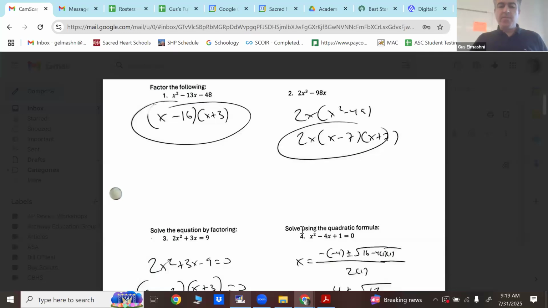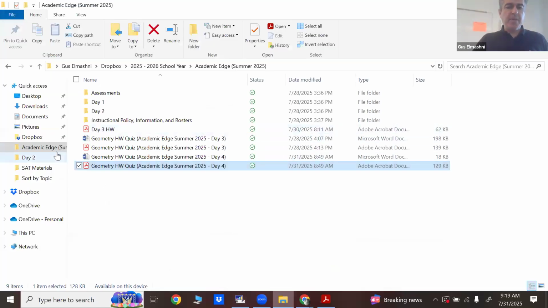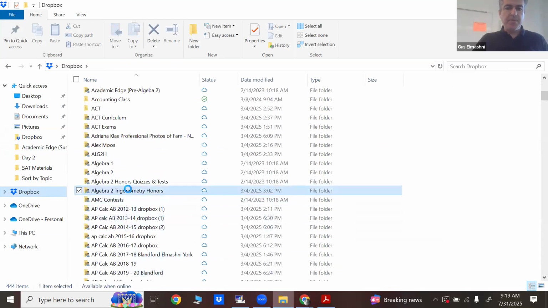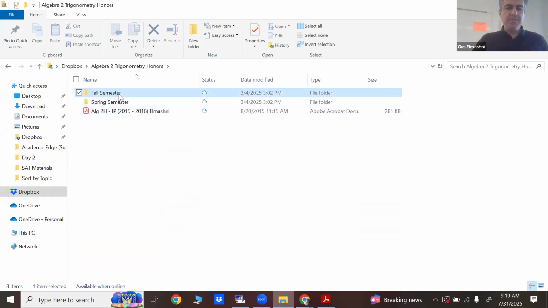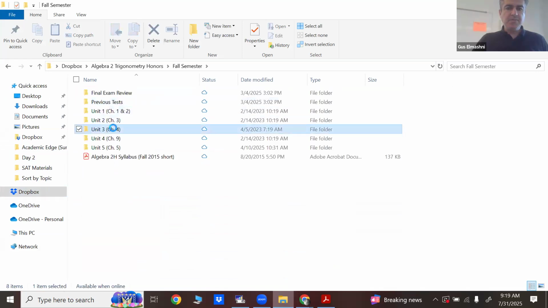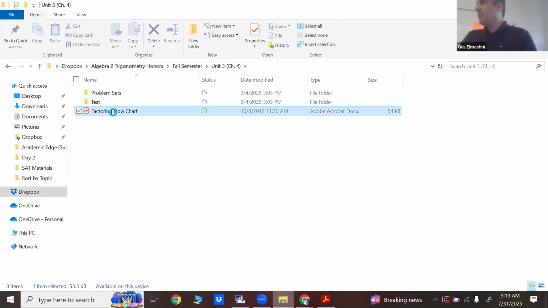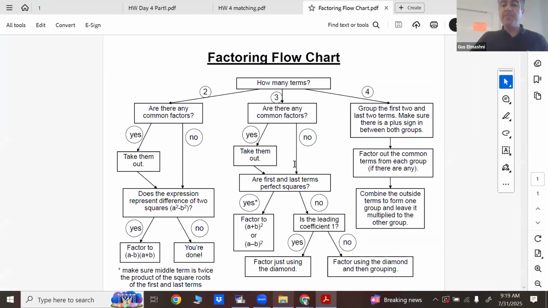Actually, I just thought of this. This is a really good thing that I think will help you guys. It just popped in my head. I think I'll print this for you guys too. Yeah, here we go. Factoring flowchart. If you guys think this could help, I totally will print this for you.